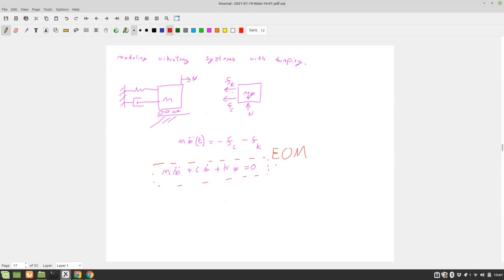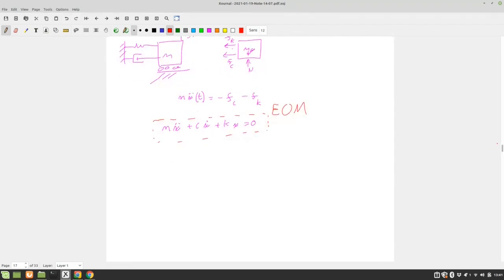Does that make sense? And again, we've got our mass times our acceleration, our damping times our velocity, and our stiffness times our displacement. So now we have 3 terms here. However, once we have our equation of motion, what's the next equation, or expression, that we want? What do we need to make this useful?